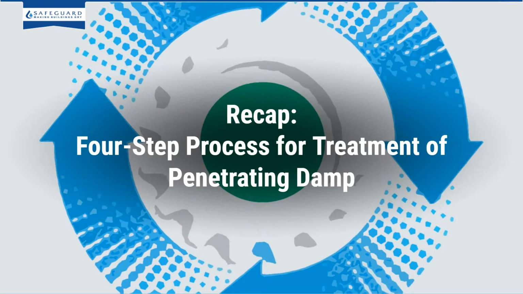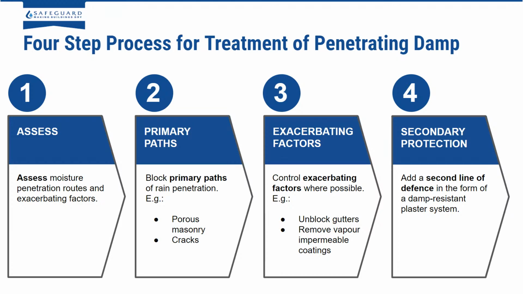So just looking to recap that 4-step process, like we said, we've just gone through them now. The first step, as always, is to assess the amount of damp, looking to fix those primary paths of moisture, also looking at those exacerbating factors, and then as the belt and braces approach, adding that second line of defence with, for instance, a damp resistant plaster.